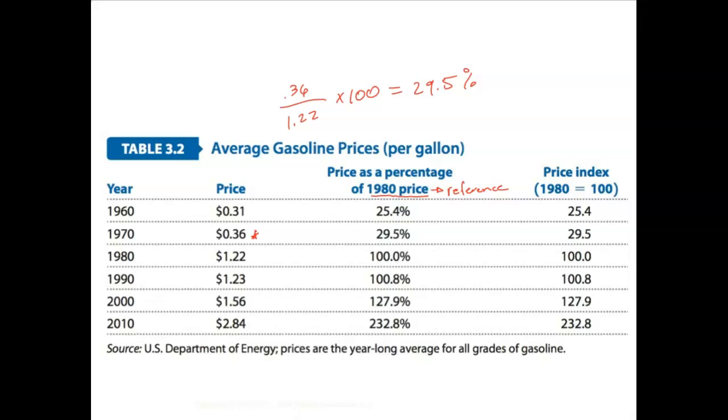And so likewise, you can see everything before 1980 is less than 100. 1980 is 100 because that's the reference value we're using for the price index, and then everything after 1980, since it just gets more expensive, has an index above 100.